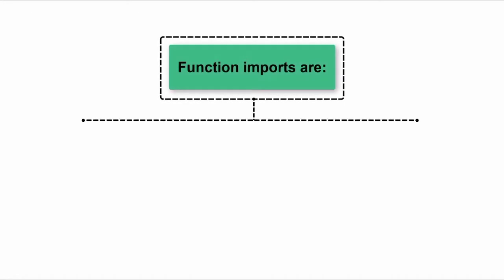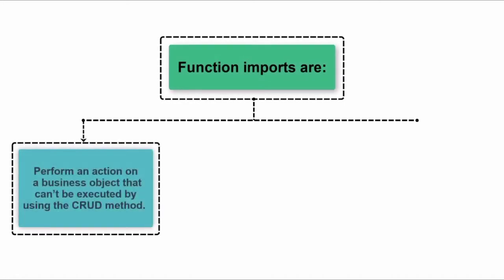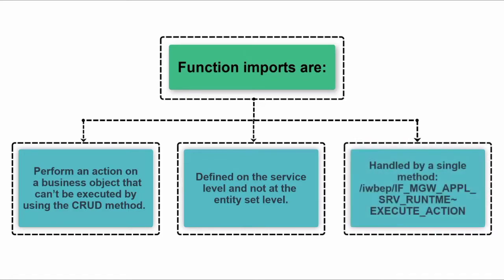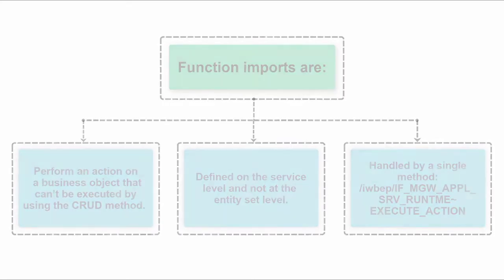Function imports are used to perform an action on a business subject that can't be executed by using the CRUD method. For example, release of sales order, confirming an order, performing availability check. Defined on the service level and not at the entity set level. All function imports are handled by a single method. Here is a use case statement to identify the correct one.